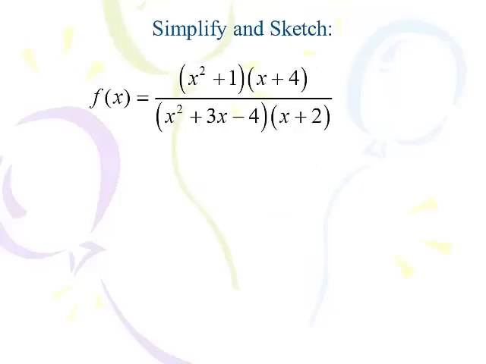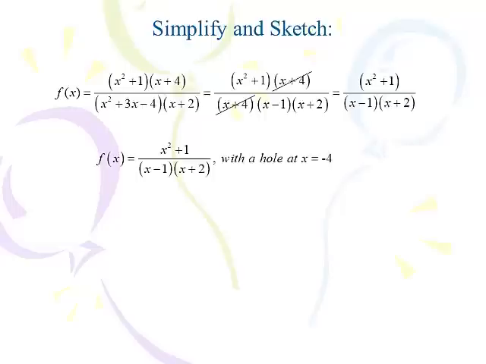So we have x squared plus 1, x plus 4 on top. We can't do anything more with that. X squared plus 1 cannot be factored. On the bottom, we've got x squared plus 3x minus 4, which I think we can factor, and x plus 2. Let's move on. So we factor it out, and we notice that the x plus 4 cancels out on top and bottom.